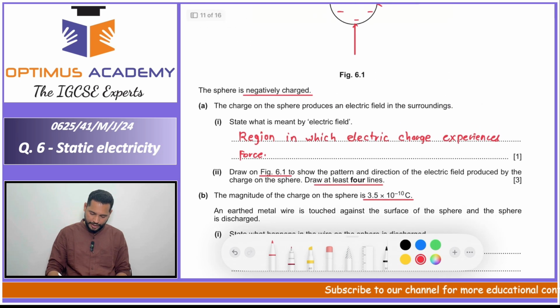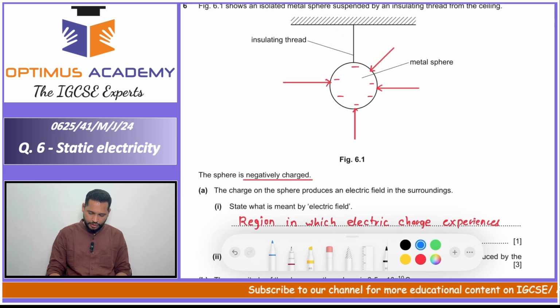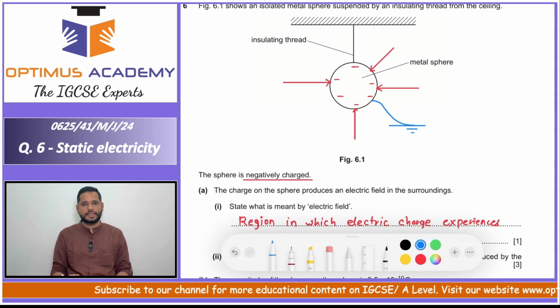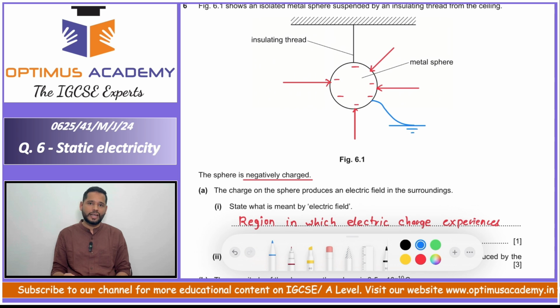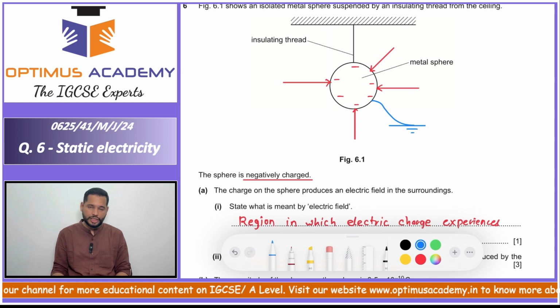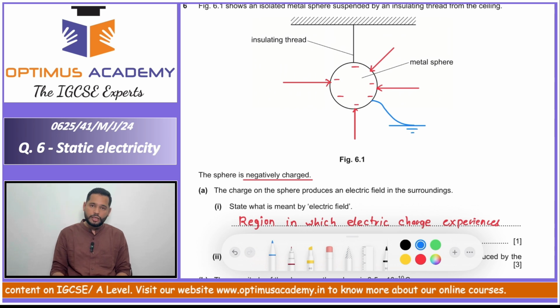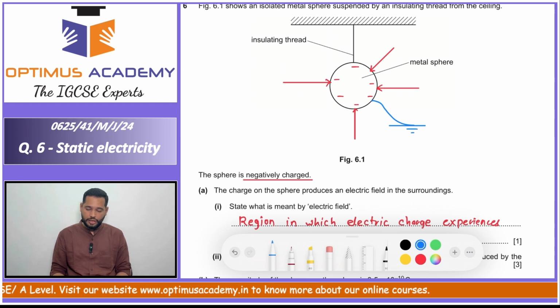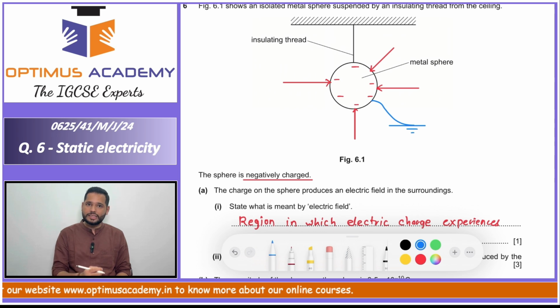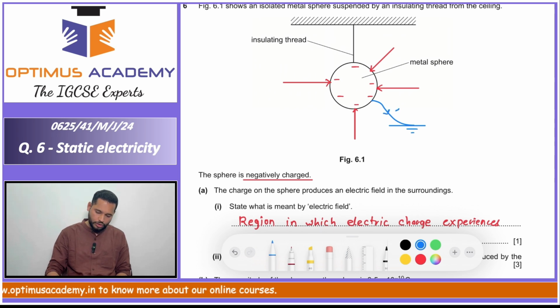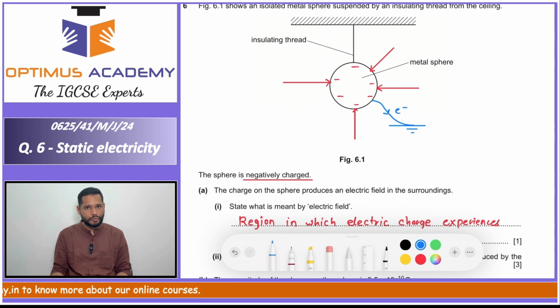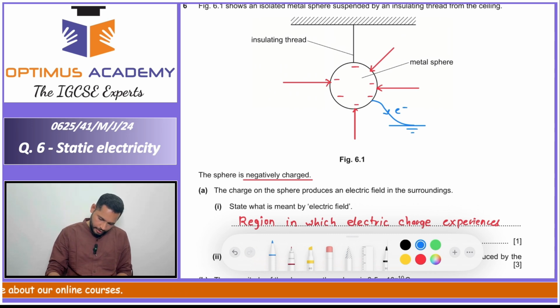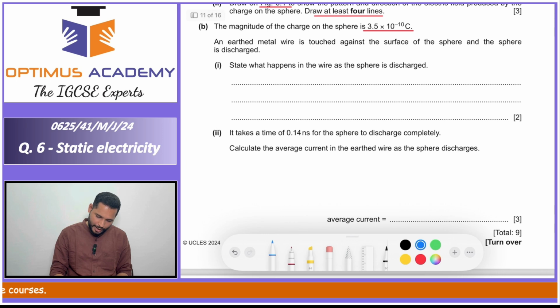Okay, so I'll just show it on the diagram. Suppose we connect an earthing wire like this to the sphere. We know that Earth acts as a reservoir of charges, meaning Earth can take in a lot of charges from the charged objects, and Earth can also give out its own charges to the objects if required. Here, the sphere is having excess negative charge. When we connect it with the Earth, these excess charges are going to go in the ground through this metal wire, because metal wire is going to be a conductor. They are asking us to state what happens in the wire as the sphere is discharged.